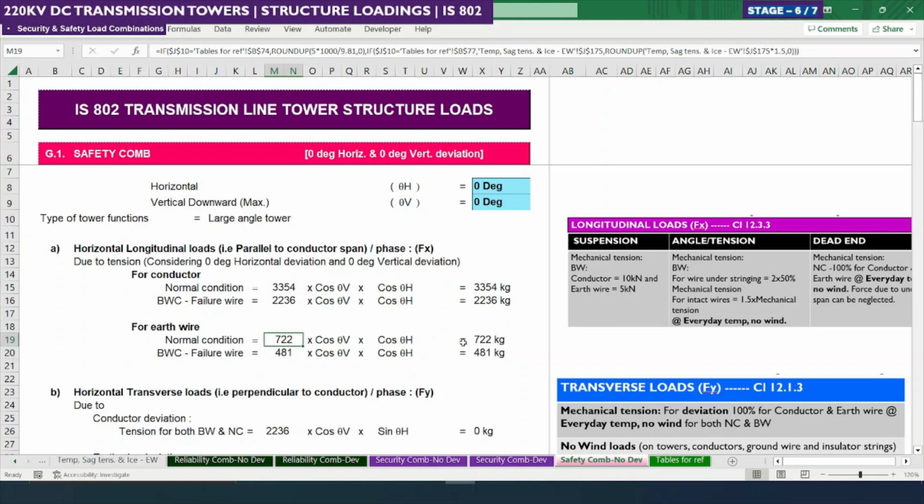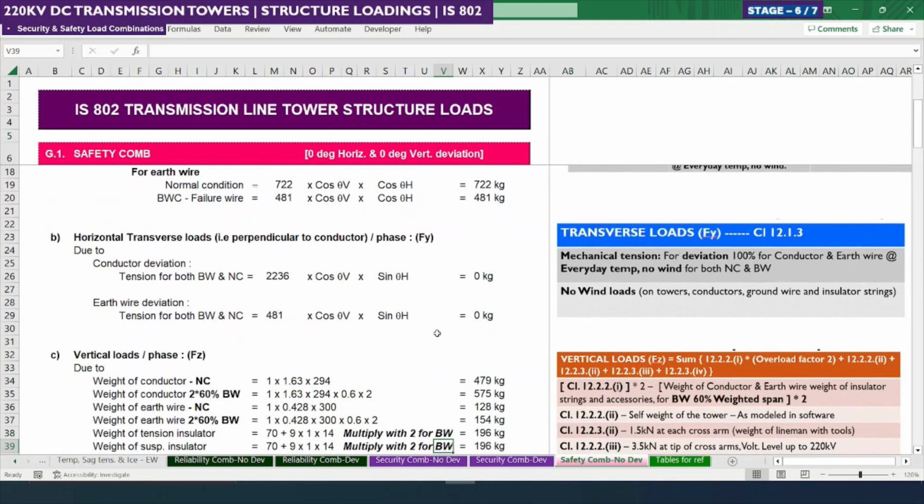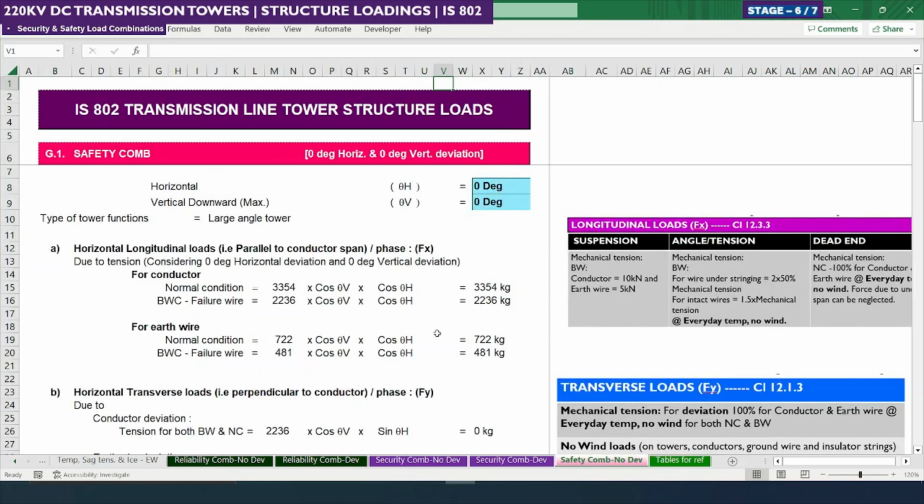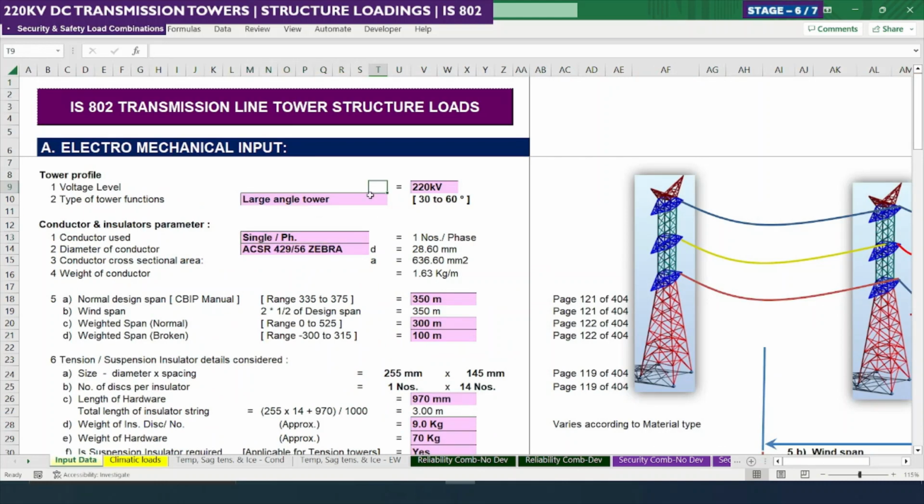Only normal tension we need to multiply with 1.5, as described in class 12.3.3 for tension and angle tower. Transverse loads and vertical loads remain the same for all types of towers. There is no change in that. Now let us check what a dead-end tower is. So I am changing here to dead-end tower from the drop-down list.